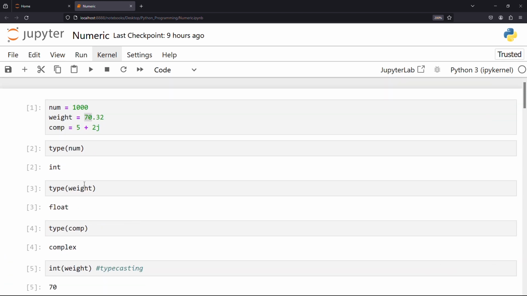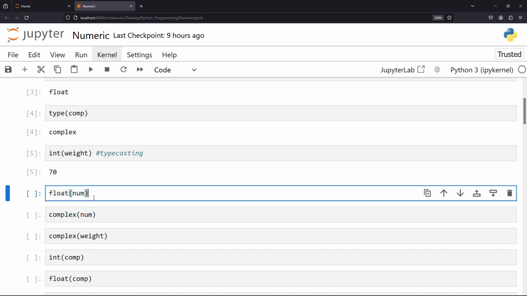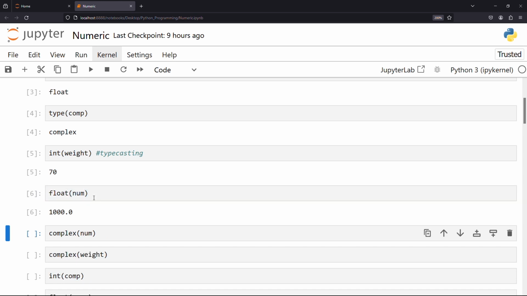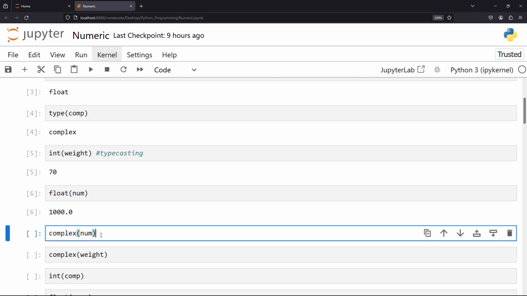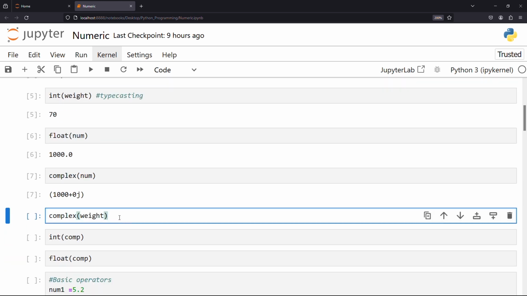So let's see how those look after converting. This weight's previous value was 70.32 and now it's 70. Similarly, num was previously 1000, now it's 1000.0, which means it became a float value. Now the complex: previously num was 1000, now it's 1000 plus 0j. j is nothing but i, which is the square root of minus 1. Similarly, float numbers can also be converted into complex.